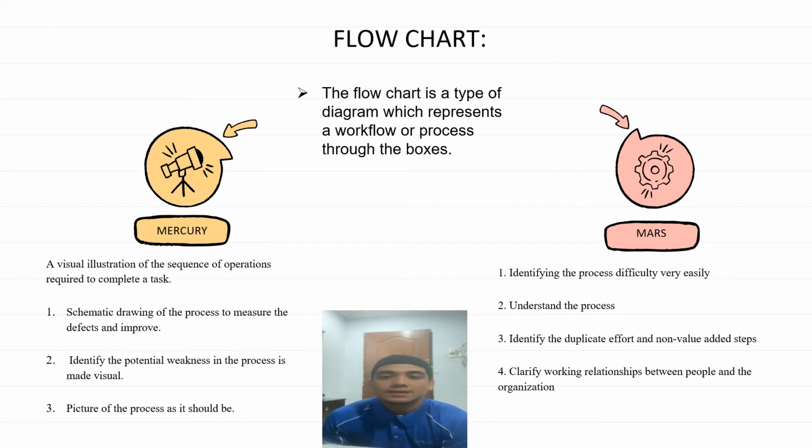Okay, the next, identify the process difficulty very easily. Number two, understand the process. Number three, identify the duplicate effort and non-value added steps. And lastly, clarify working relationship between people and the organization.